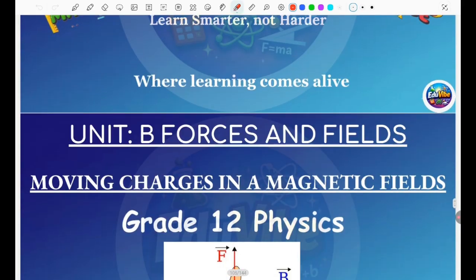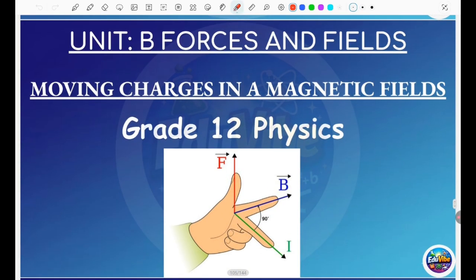Today we will start with another topic of forces and fields. As you all know, we're doing magnetism, and today's topic is moving charges in magnetic fields. We discussed magnetic fields in the previous videos. Now, when a charge is moving in a magnetic field, what will happen?